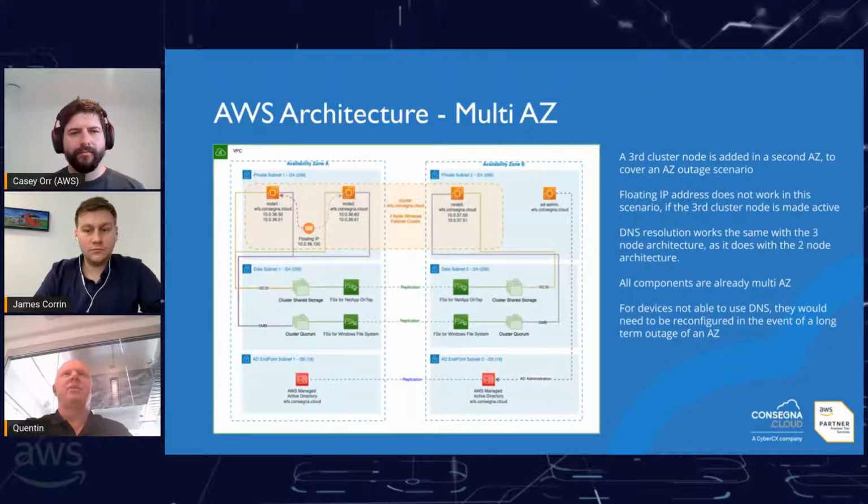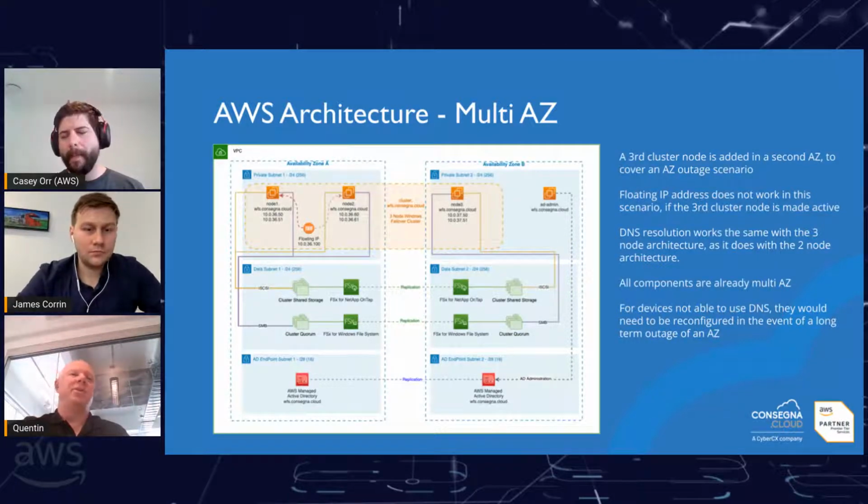So this is a slightly more traditional looking architecture. We're actually taking the cluster across multiple availability zones. With this, we have an issue, namely that the IP address can only flip between the two cluster nodes in one availability zone. The third one is pretty much out on its own.